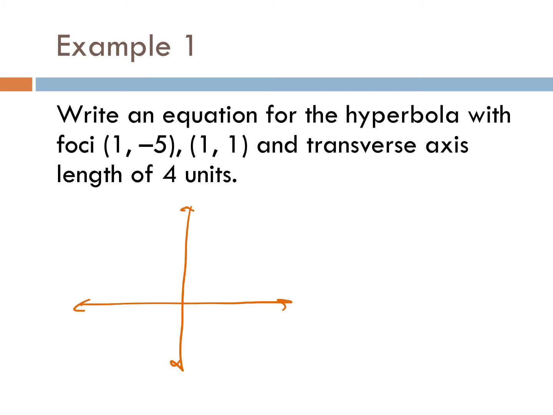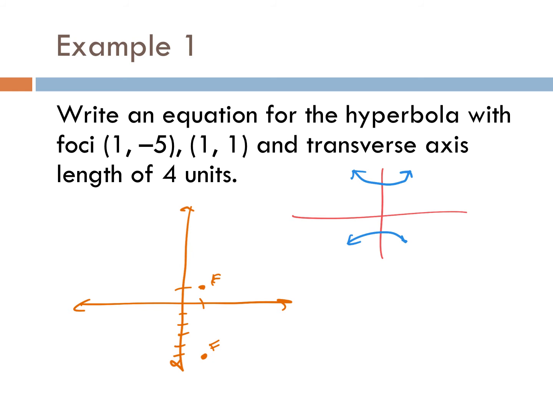If I graph the foci points here, which is at (1, -5), so here's one focus point, and then the other one's at (1, 1). And if your focus points are orientated vertically like this, then I know in the back of my mind my hyperbola is going to be orientated vertically. So it's going to look something like this.